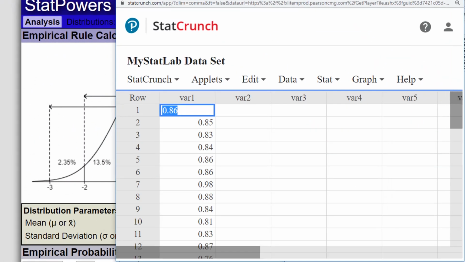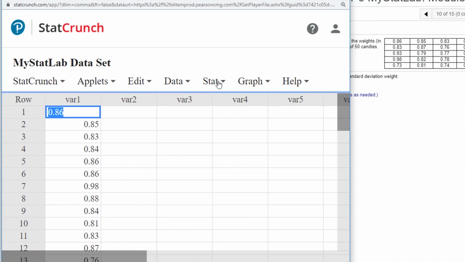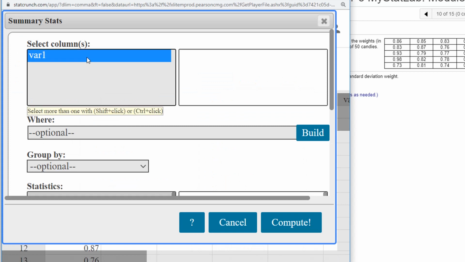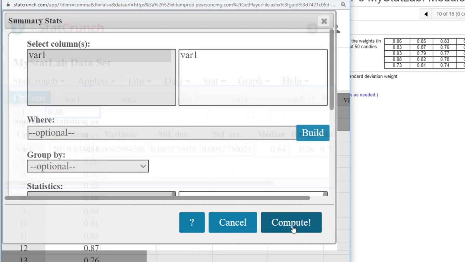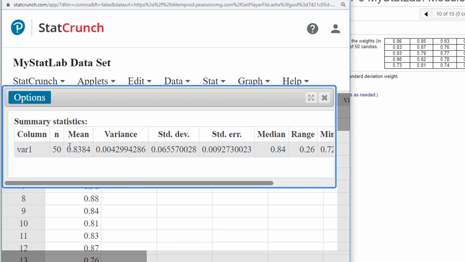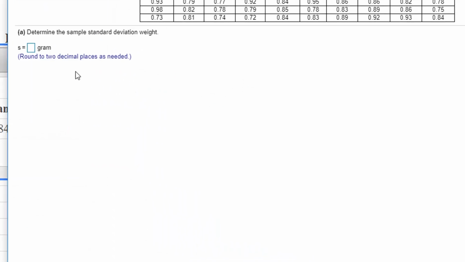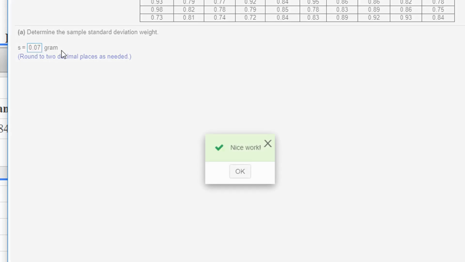So when you have StatCrunch open, I'm going to go under Stat, and then Summary Stats, Columns to var1, and I'm going to compute the standard deviation. It gives you a bunch of stats, but the one that I'm interested in is the standard deviation, which I'm going to, for a moment, just copy the whole thing over. But it wants it to two decimal places, so actually this is going to round. Two decimal places is a little stronger than I would do, but it does round up to 0.07. So, all right.